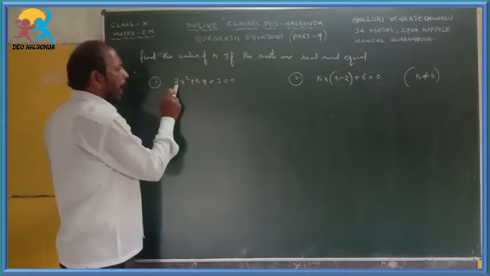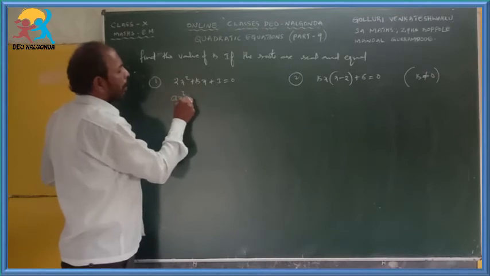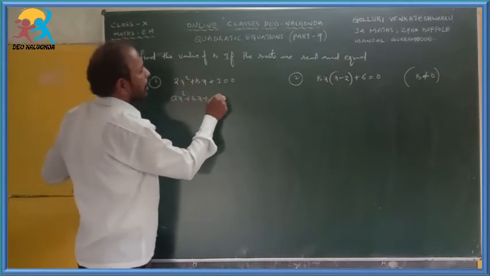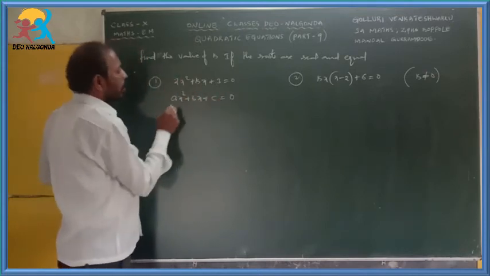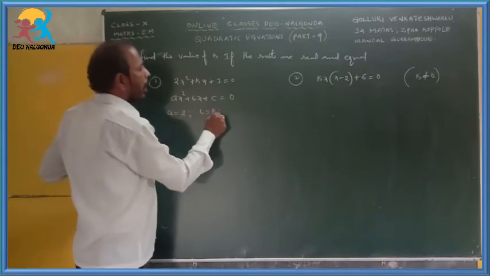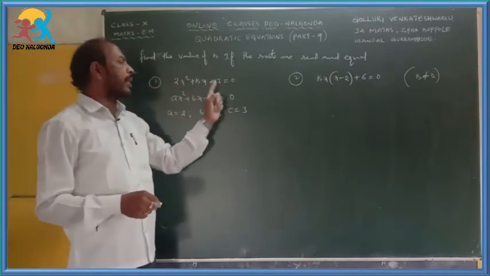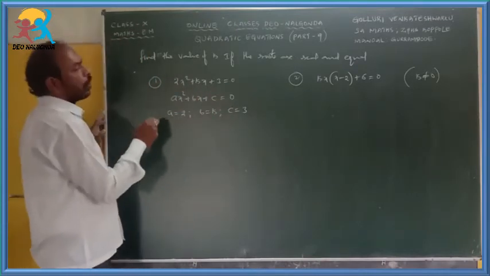What about the value of a? Comparing this equation with the standard form ax square plus bx plus c equal to 0, a is equal to 2, b is equal to k and c is equal to 3. Now the discriminant value, look at here.